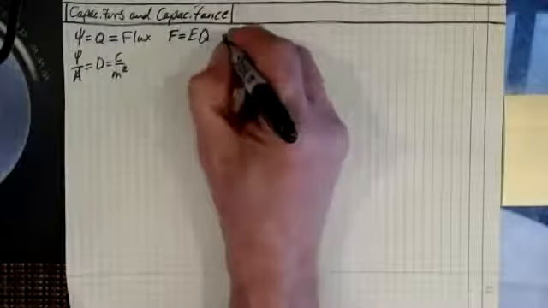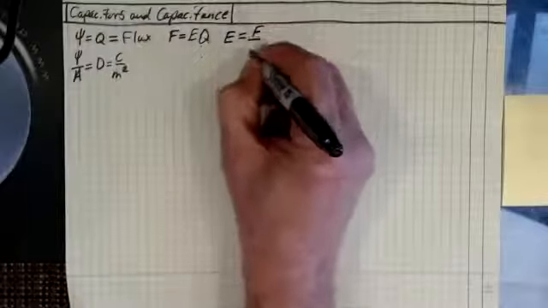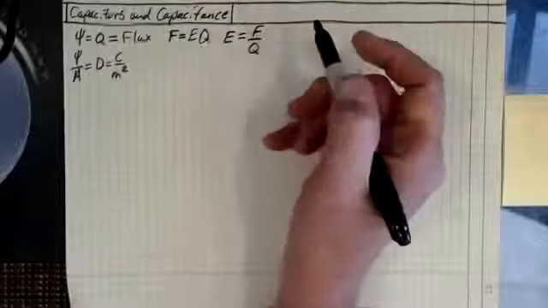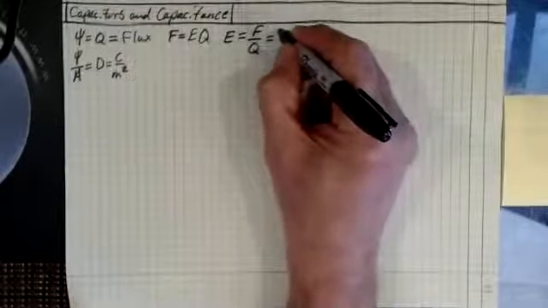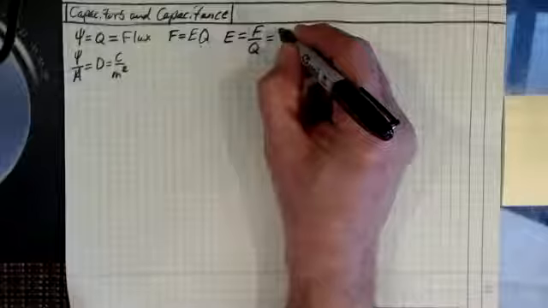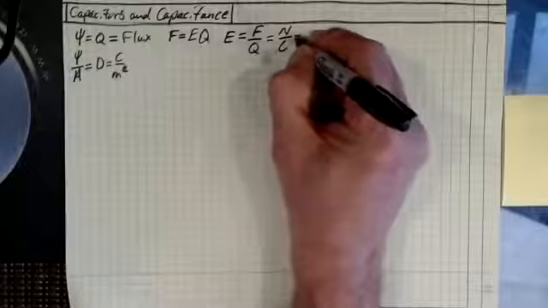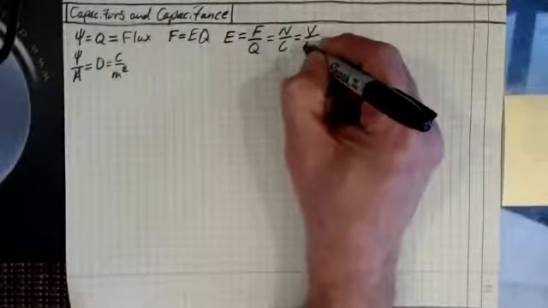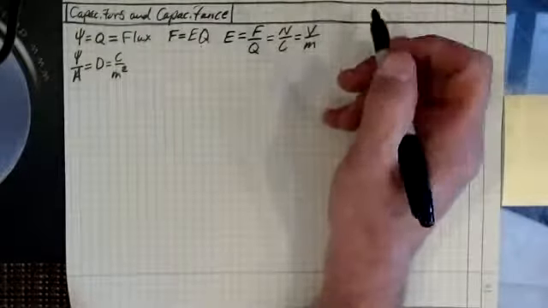So if that's true, then that means that my electric field is going to be force divided by charge, right? In fact, I'll say it's two things. It's newtons per coulomb, but we know a newton per coulomb is also a volt per meter, which also explains the way an electric field is laid out.